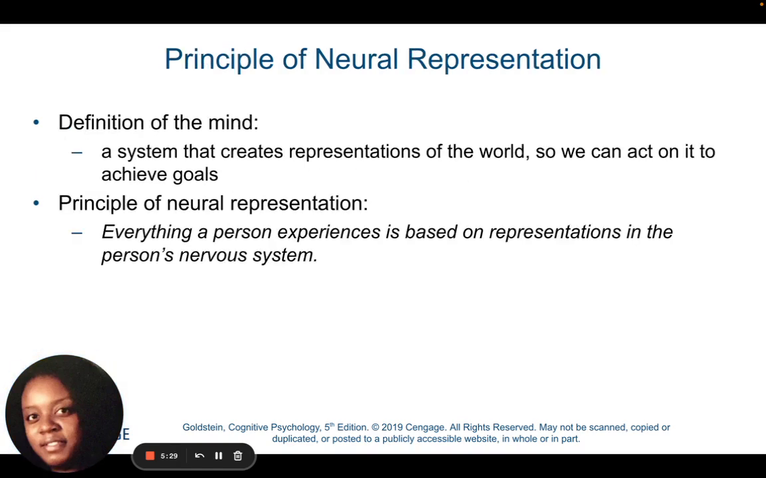The mind can be defined as a system that creates different representations of the world so we can act on it to achieve our goals. Everything a person experiences is based on representation in the person's nervous system. So when we have different experiences, those neurons continue to develop.